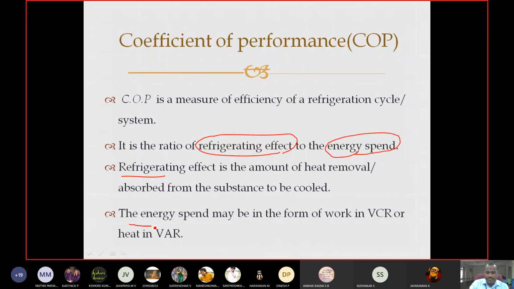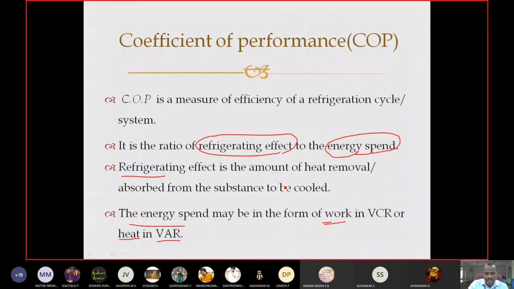Then the energy spent may be in the form of work, that is in a vapor compression refrigeration system, or heat in a vapor absorption refrigeration system, right? So we can have two types of refrigerating system. If the system is a vapor compression refrigeration system, we give the input as work. In the case of VAR, we give heat as the input. We will look at what VCR and VAR are in the upcoming slides.